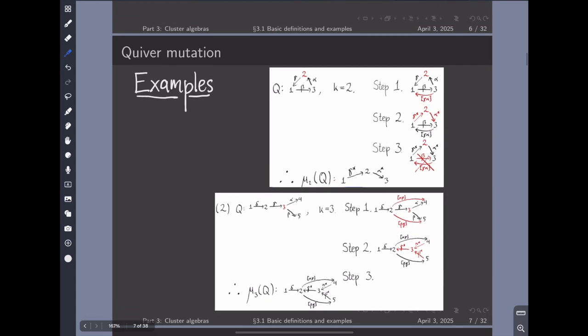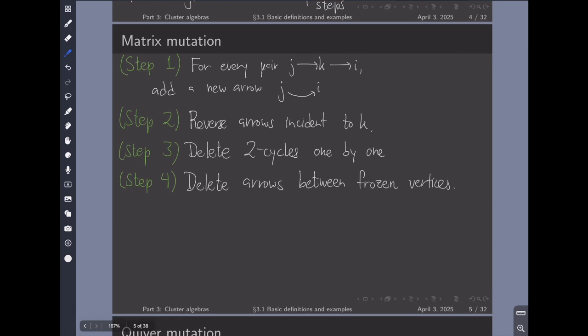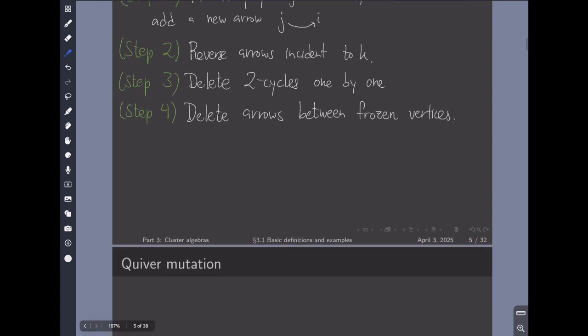Okay. And so for step 2, you say reverse arrows incident to K. Yes. So not only arrows starting from K. No, incident. So the ones ending at K get reversed, and the ones starting at K get reversed as well. Yes. Okay. So incident, not only starting or only ending. Yeah. Everything ending at K gets reversed. Everything starting at K gets reversed. Yes.